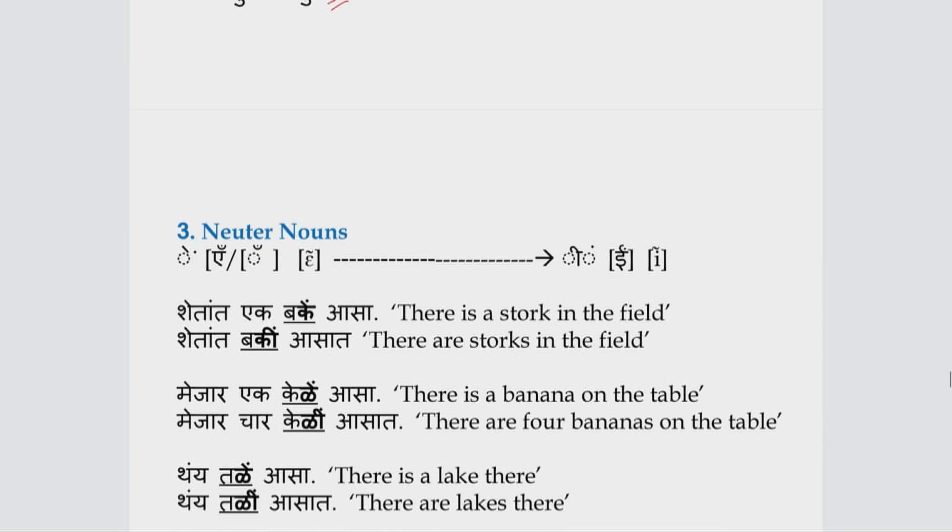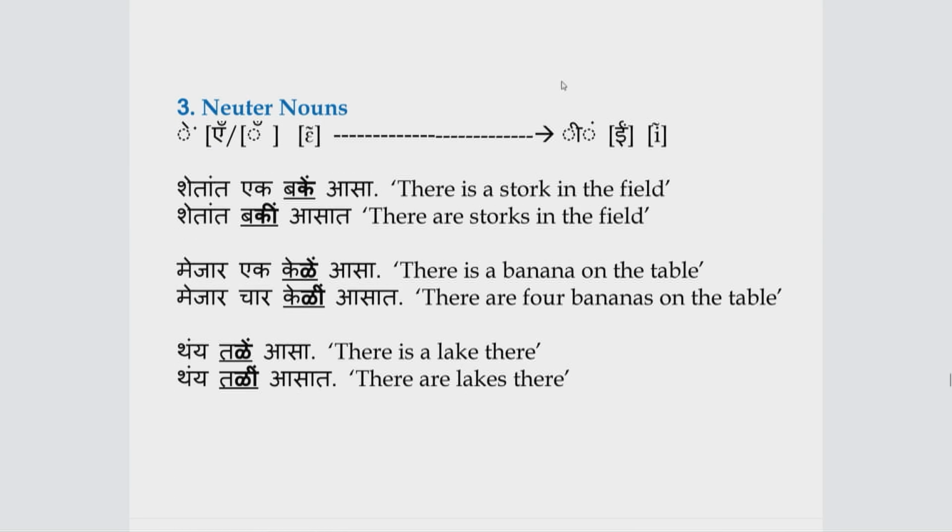The most common pattern for neuter nouns is they end with A in the singular and become E in the plural. Okay, for example, Shetat ek bake asan. Shet is field, bake is the bird stalk. Shetat ek bake asan, there is a stalk in the field. Shetat baki asat. Okay, so bake, this is IPA, bake becomes baki. Okay, this is for nasalization.